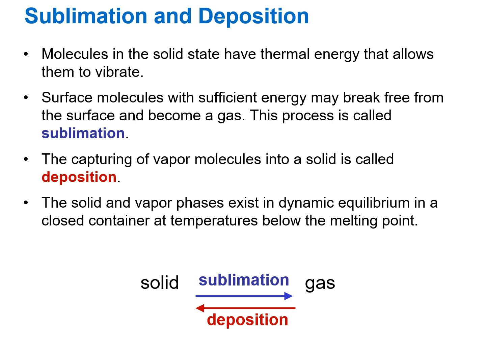Now, the solid and the vapor that's coming off of the solid can exist in a state of dynamic equilibrium if it exists in a closed container at temperatures below melting point. So we would therefore say that molecular solids do have a vapor pressure.